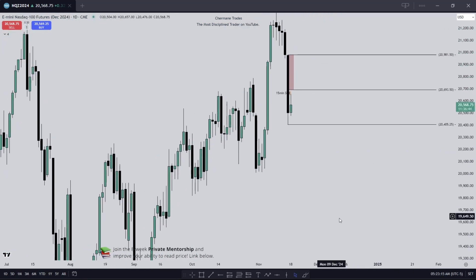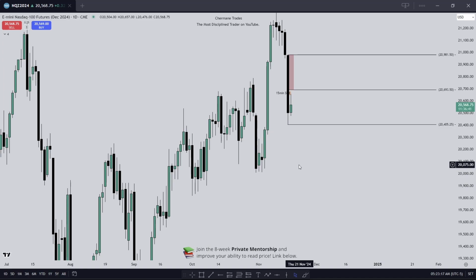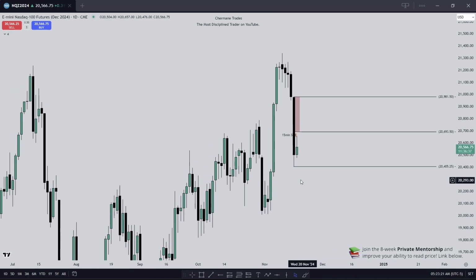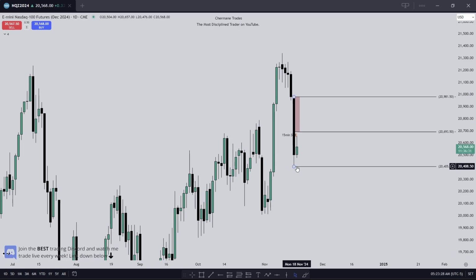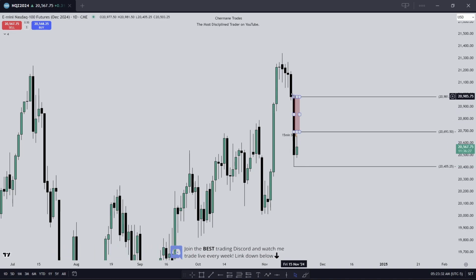Bias and narrative. Bias is where is it going, higher or lower. Narrative is why should it go there. Okay, so assuming I wanted to trade the London session, what is my bias? I want lower prices. I'm expecting price to go down. That's my bias. What is the narrative behind that idea?